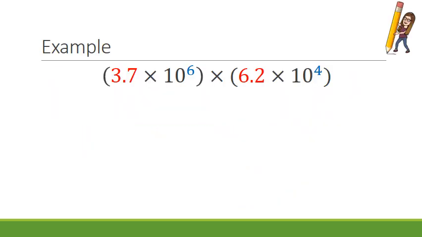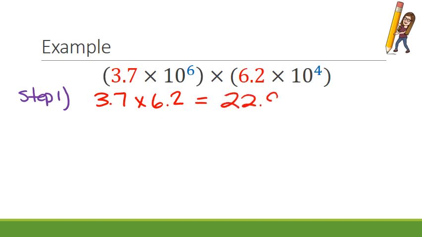Let's do a full example following our steps. Please fill this in and write the step numbers. Step 1 is to multiply the numbers out front or the decimals. So I'm going to have a 3.7 times a 6.2. Definitely need to use your calculator. When you multiply those two numbers, you arrive at 22.94.